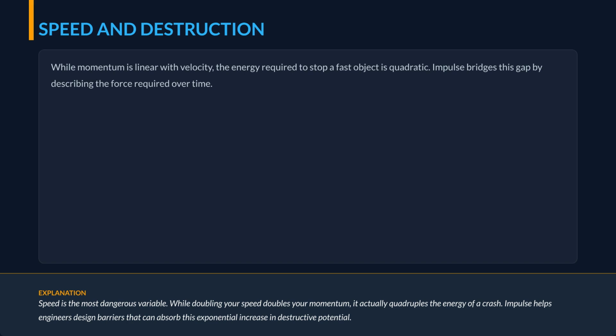Speed is critical for destruction. While momentum is linear with velocity, the energy required to stop an object increases quadratically. Impulse helps engineers design barriers to absorb this exponential increase in energy.